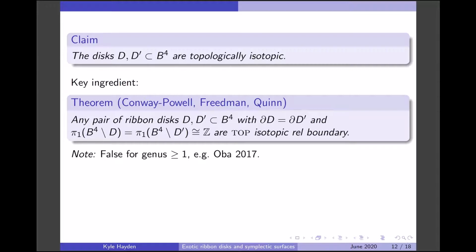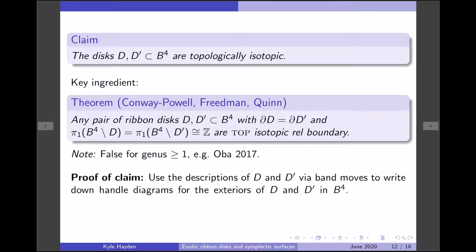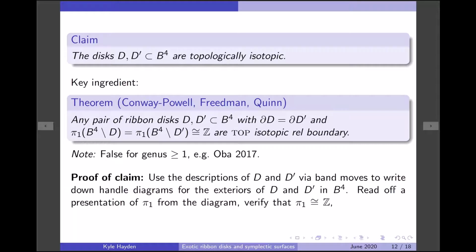Okay, so with this key ingredient in hand, how do we prove that the disks D and D prime are topologically isotopic? Well, we can use the descriptions of D and D prime using band moves to write down handle diagrams for their exteriors. Then we can read off the fundamental group presentation from those handle diagrams, check that it is indeed infinite cyclic, and then appeal to the theorem above. And that'll tell us that D and D prime are indeed topologically isotopic.